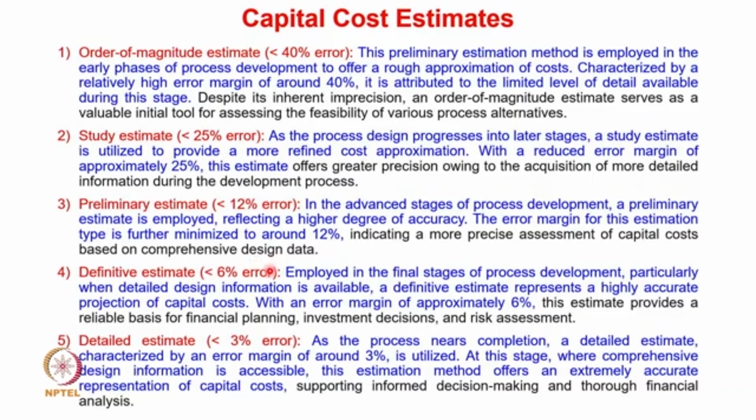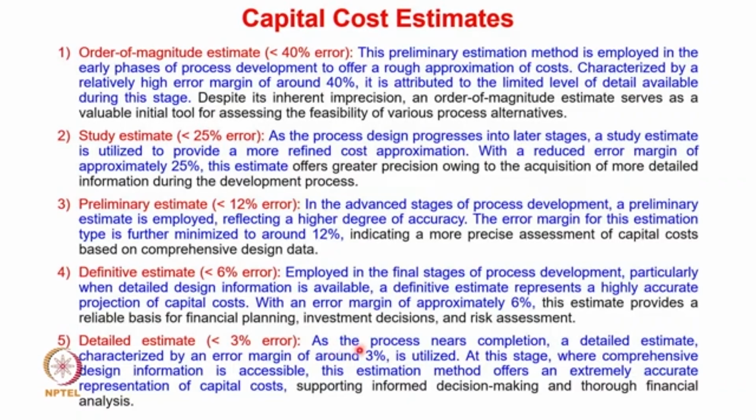As we progress further in the stages of process development, we can reduce the error to a lower value. A definitive estimate has an error of less than 6%. In this stage the detailed design information is available to us, and therefore we can make an accurate projection of the capital cost. This estimate provides a reliable basis for financial planning, investment decisions and risk assessment, as the error is less than 6%.